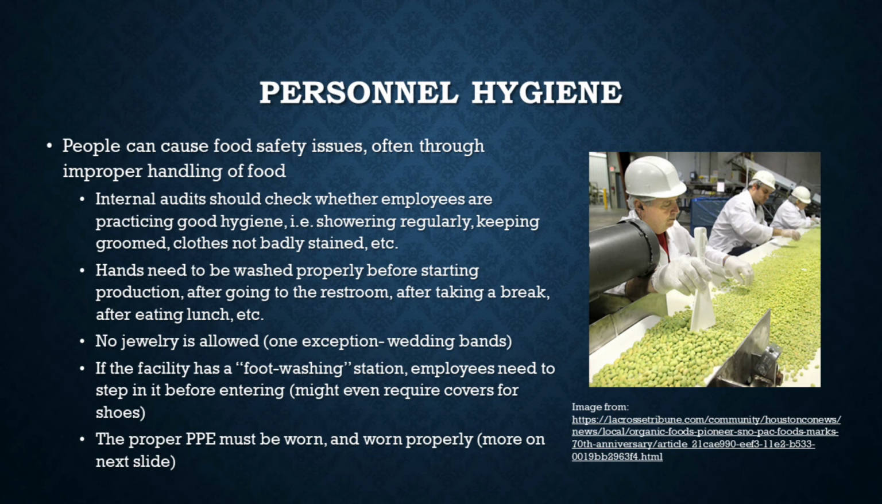So another pretty standard GMP that can be checked for an internal audit is personal hygiene. People can be a big cause of food safety issues because they don't handle food properly, whether it's because of their bad technique when doing the food processing, or maybe they just have a lot of bad habits that can cause food safety issues of their own. So one of the things that I check for an internal audit is to make sure that people are practicing good hygiene. So they're keeping decently groomed.